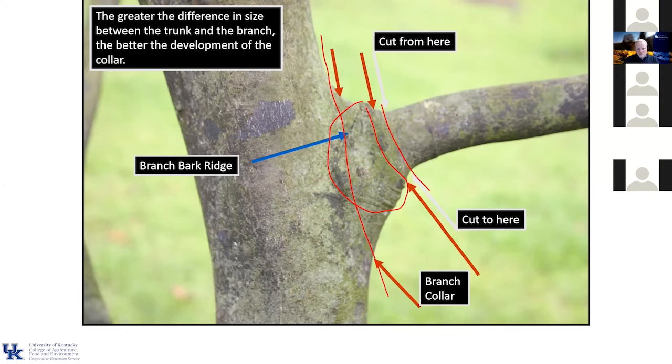Another concept I'll point out here is that this limb is small compared to the trunk of the tree. And what that tells me is it has a nice collar, it has a lot of nice tissue here that I know is going to callus up very nicely. This limb is small compared to the trunk, so it's probably going to heal very nicely as long as the tree's healthy in general.